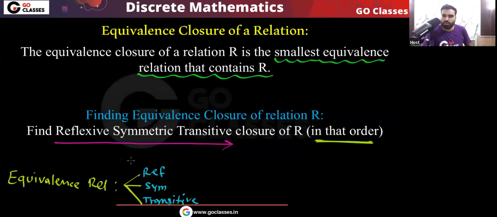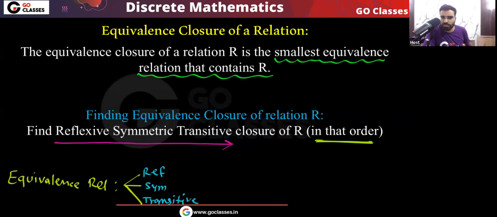From the graph representation point of view, if graph representation of relation R is given to you, then first you find reflexive closure, means you add all the self loops. Then on top of that, you find the symmetric closure. Symmetric closure, what does it mean? If there is a unidirectional edge, then you make it bidirectional. Make all the edges bidirectional. Then on top of that, you find the transitive closure. How to find the transitive closure? You add all the reachable pairs. So you can see, to find the equivalence closure of relation R, we will find reflexive, symmetric, transitive closure of R in that order.